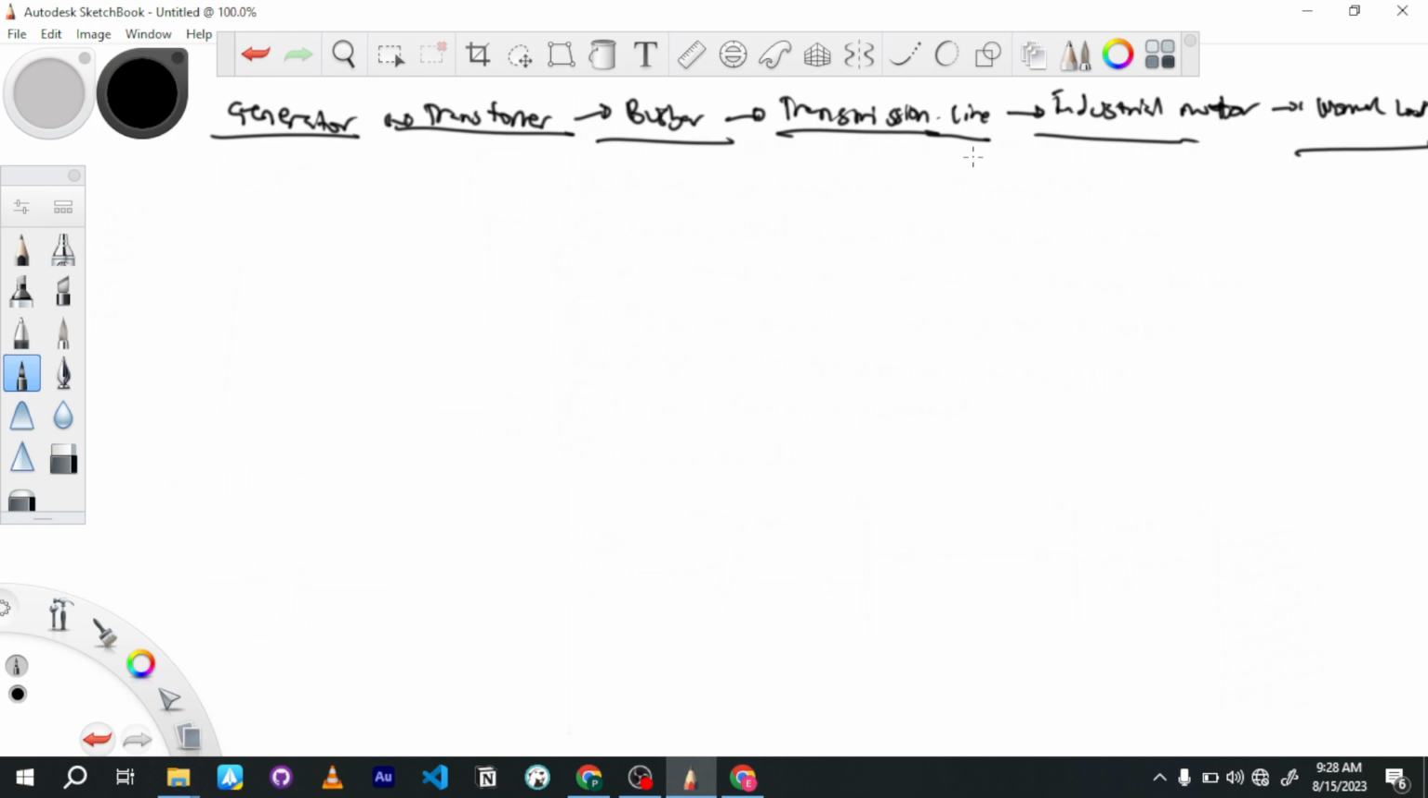Right, so bus bar. How do we protect the bus bar? Bus bar is very simple. Differential protection.